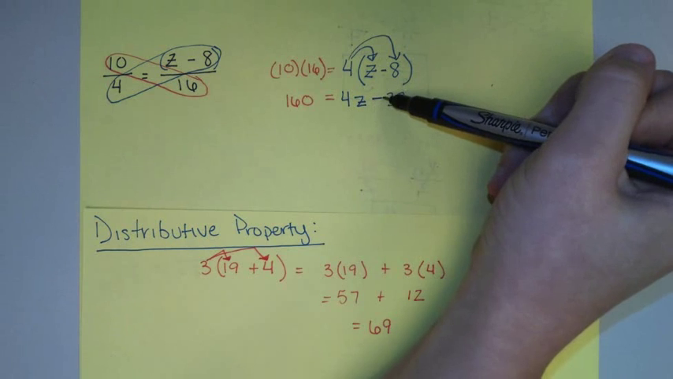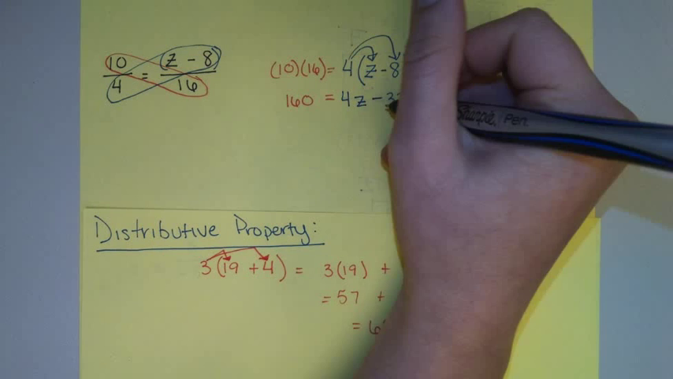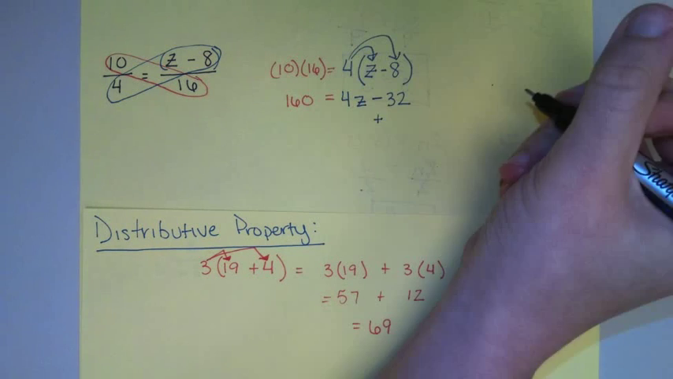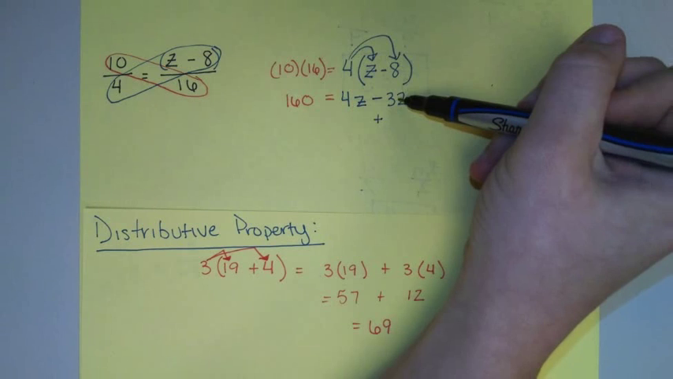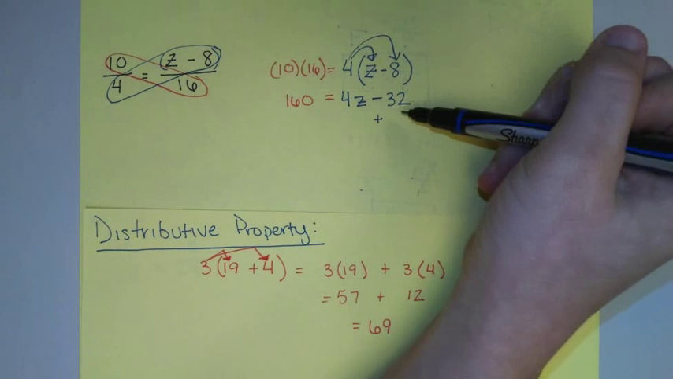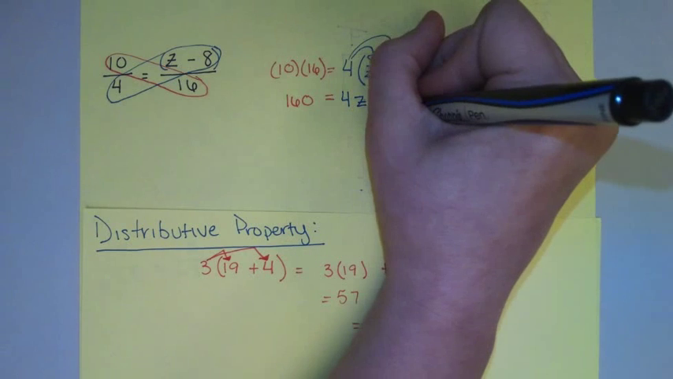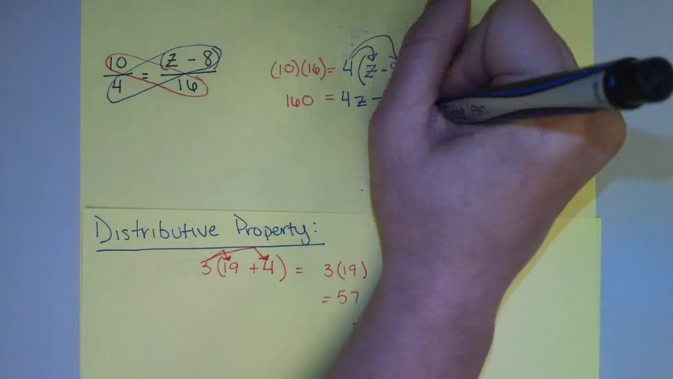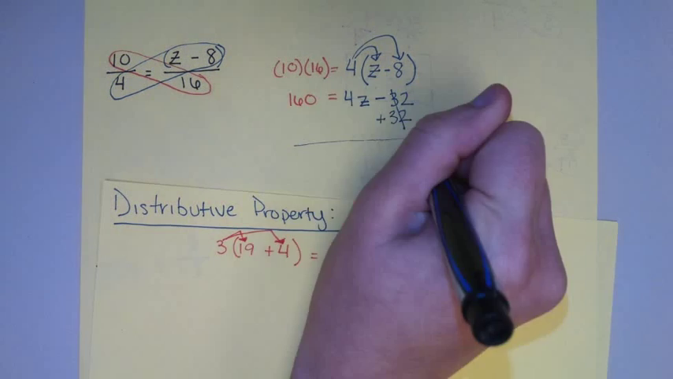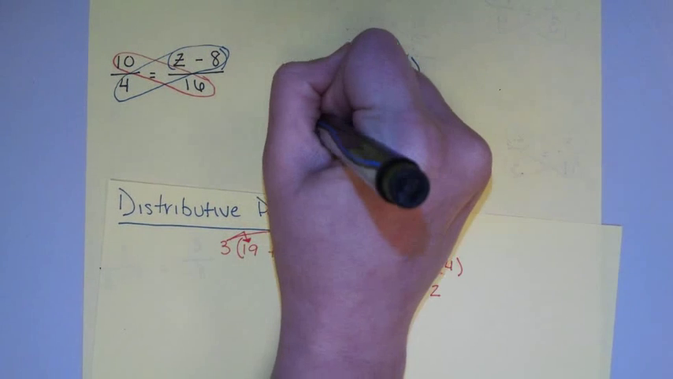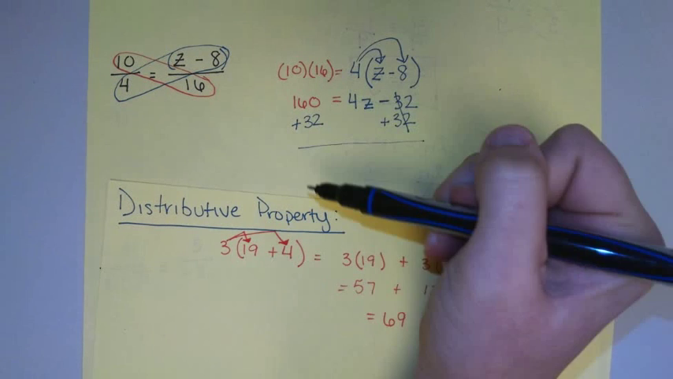So I want to do the opposite of this sign, which is going to be adding. Because once I add 32 to this negative 32, it's going to give me a 0, which makes it disappear, which is what we want. So this is going to cancel out, and I have to add my 32 on this side of my equal sign.